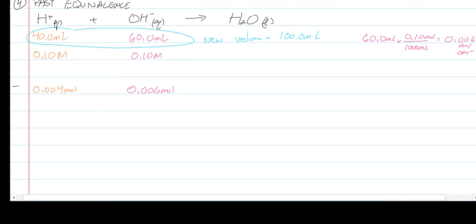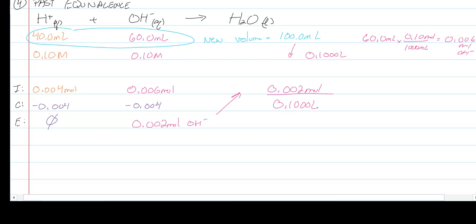So let's see what we have here. ICE. Looks like 0.004 is our limiting reactant, our H+. So we have no H+, but we have 0.002 moles of hydroxide. Our new volume is 100 milliliters, the same thing as 0.1000 liters. So that gives me 0.020 molar OH minus.